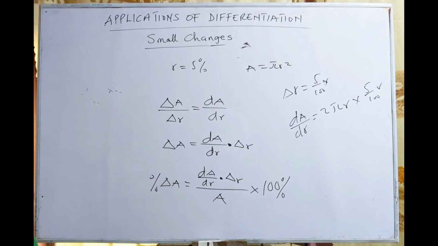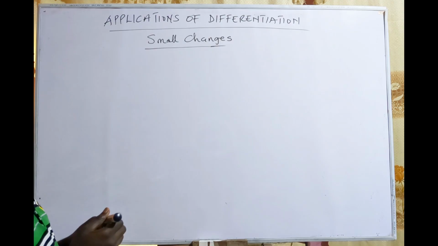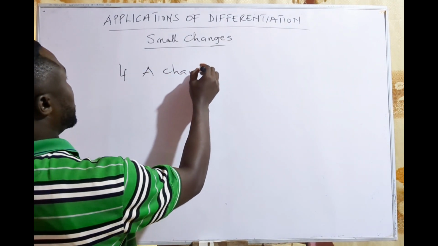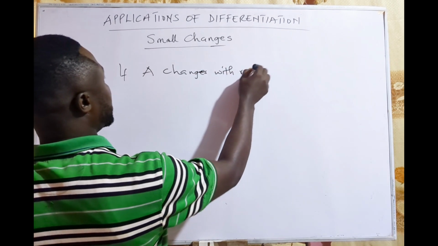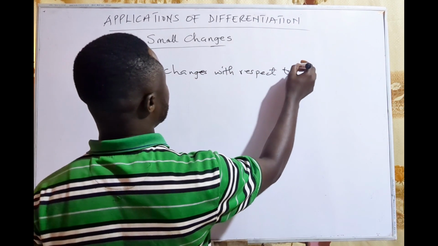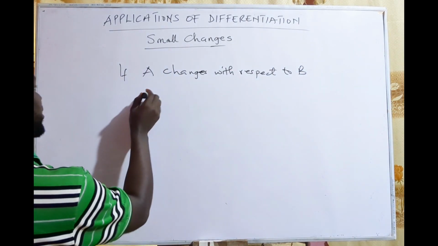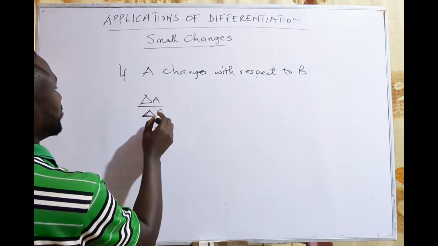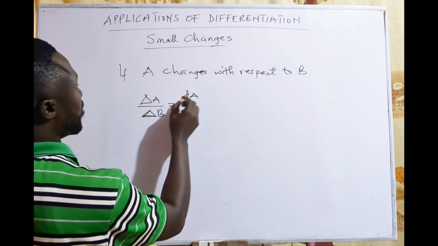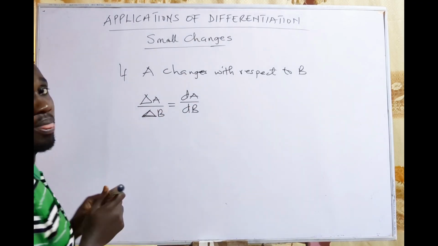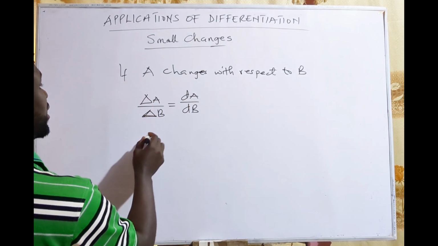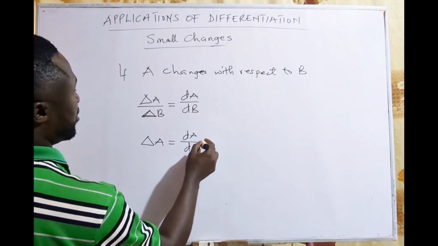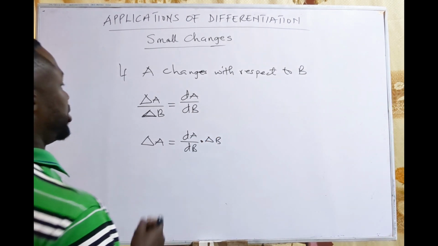So that is how you can also find out the percentage change in one quantity with respect to the other. In general, we can say that if A changes with respect to, let's say, B, then my change in A over the change in B is equal to dA on dB. Where if I'm supposed to find the change in A, then my change in A will be equal to dA on dB multiplied by the change in B.